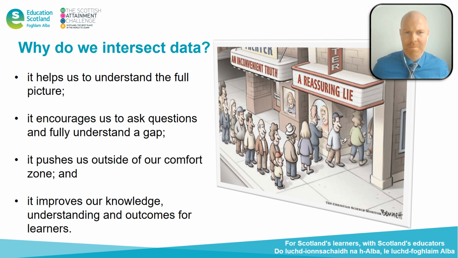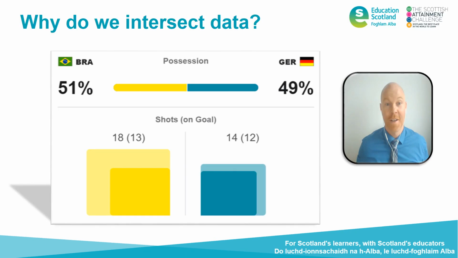A reassuring lie might be sticking to favoured interventions, even though progress is slow, or perhaps focusing on attendance figures rather than the role, relationships, and an engaging curriculum may have to play. Finally, when thinking about intersecting data, it may help to give a real-life example.